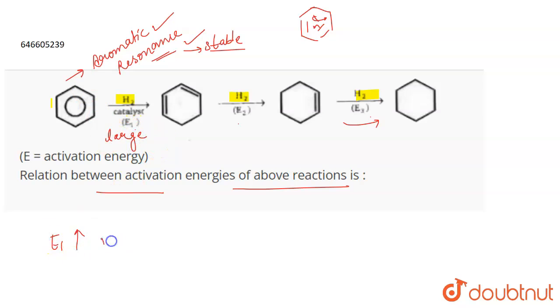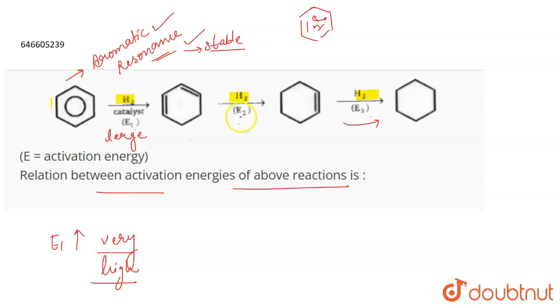It means that E1 is going to be very high. The activation energy for the first step is very, very high because you are hydrogenating an aromatic compound, which is very, very stable and resonance stabilized. You are adding hydrogen to that, destroying the aromaticity, so a large amount of energy will be required to do that.